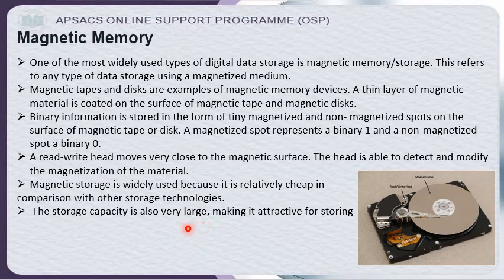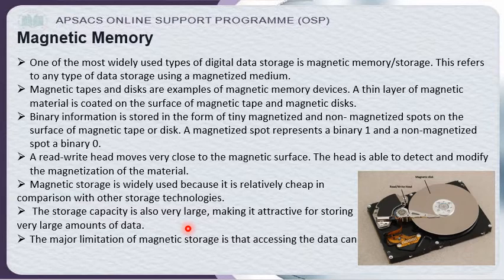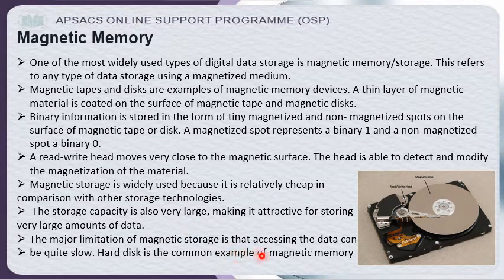The storage capacity is also very large. Yes, I have given you the example of that. So we can store a large amount of data on these magnetic memories. The major limitation of magnetic storage is that accessing the data can be quite slow. It is not that it is too slow. It is slightly slower as compared to the main memory. So the hard disk is the common example of magnetic memory.